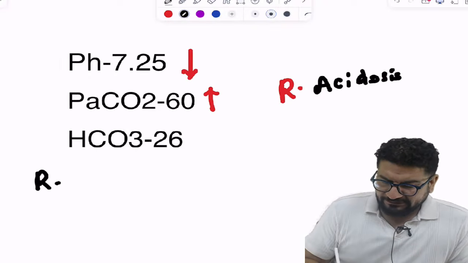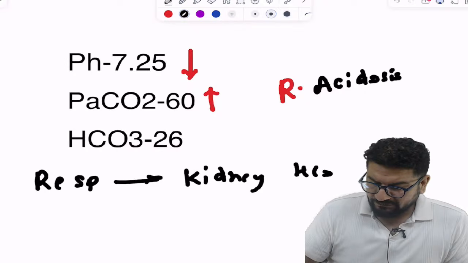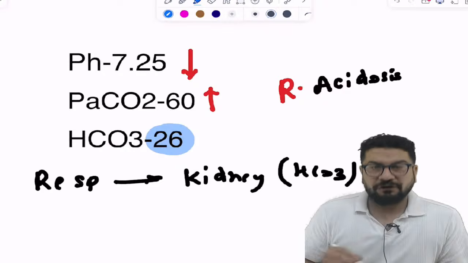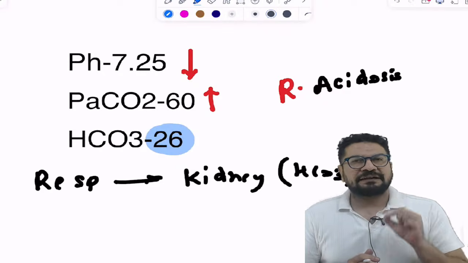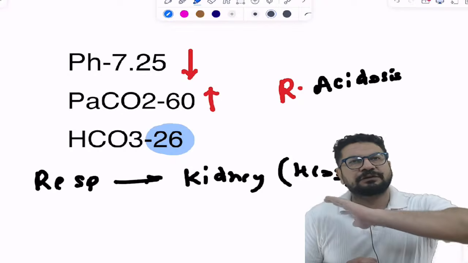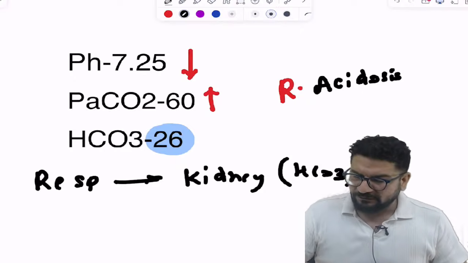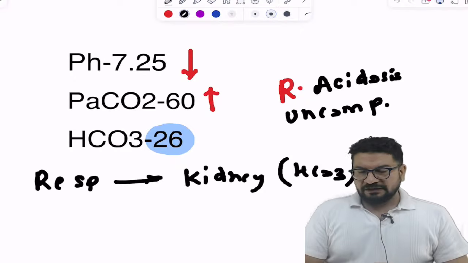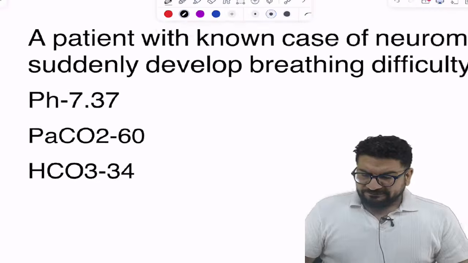And in a respiratory case, who will do compensation? Kidney will do compensation, by producing bicarbonate. Now you can see the bicarbonate normal value is 22 to 26. Here bicarbonate is normal, it means kidneys are doing nothing. They are not doing any sort of compensation. When bicarbonate is normal, we call this uncompensated. Done? Okay, now look at this.